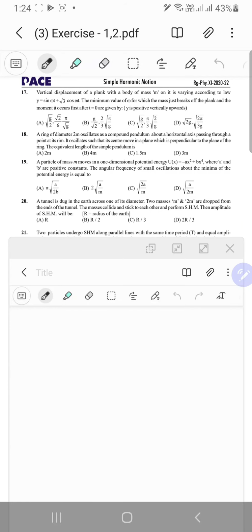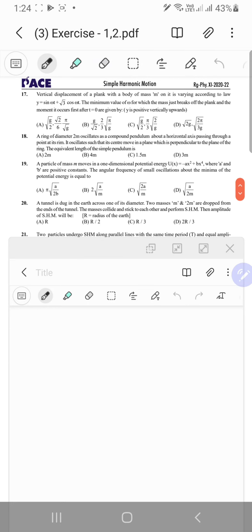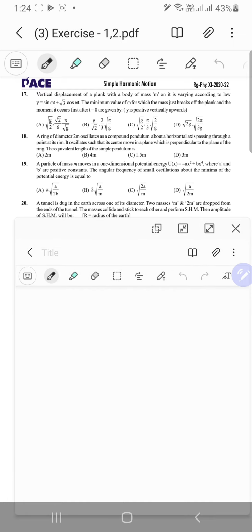Next question. Vertical displacement of a plank with a body of mass m on it varies according to the law y equals 2 sine of omega t plus pi by 6, where y is positive vertically upwards. Find the minimum value of omega for which the mass just breaks off the plank, and the moment it occurs just after t equals 0. Fine. So what do we know?